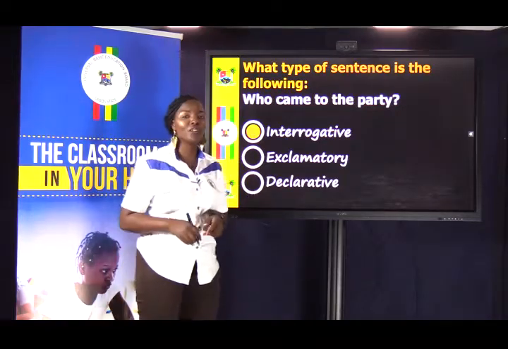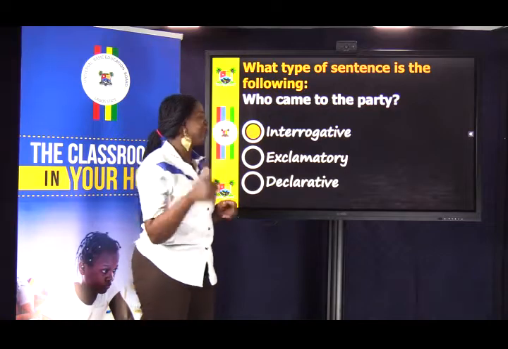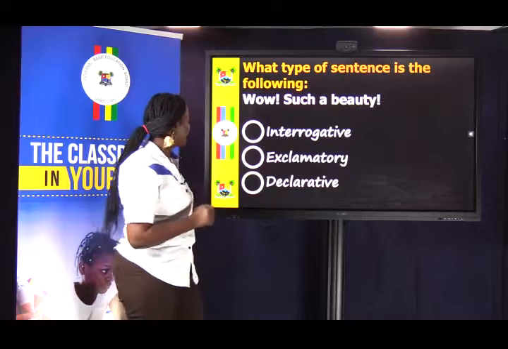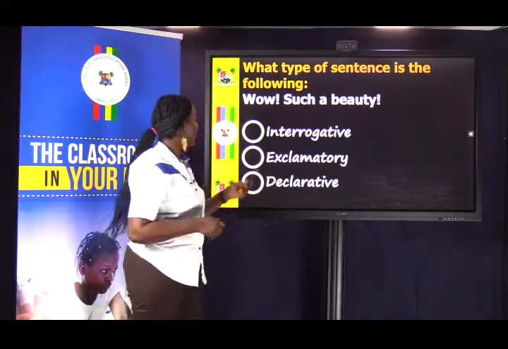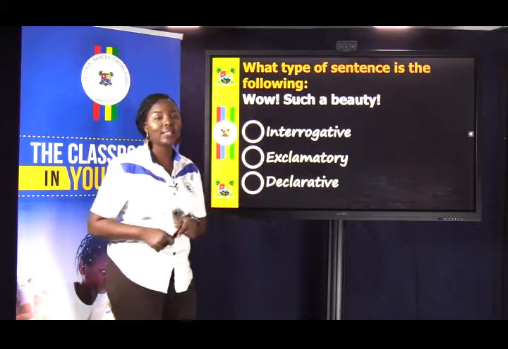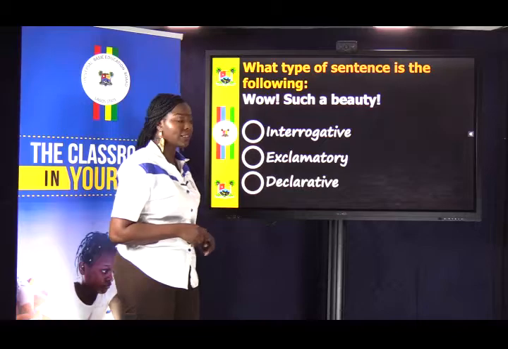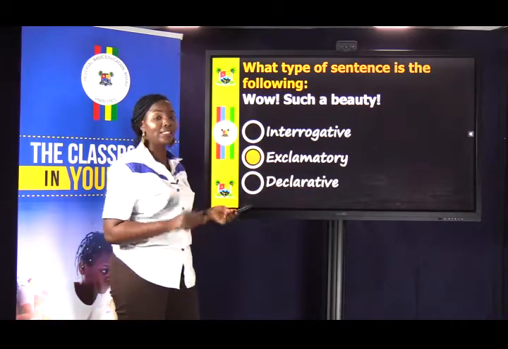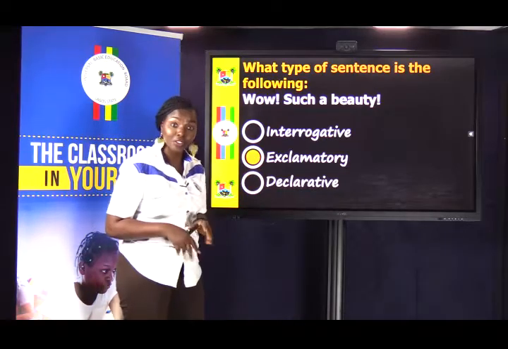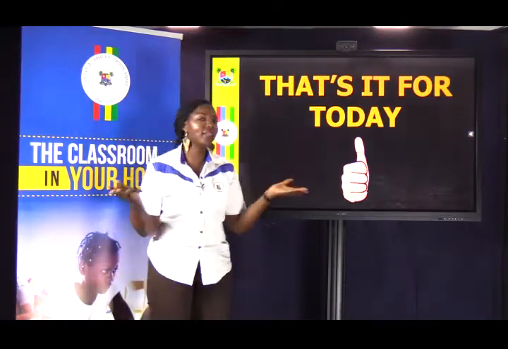And I am so proud of you because you are the best. You are awesome. Now to another example. Wow, such a beauty! A, interrogative sentence. B, exclamatory sentence. C, declarative sentence. What type of sentence is that? I said you look at the punctuation mark, and that is an exclamatory sentence. If you see this punctuation mark, you know it is used for exclamation, something surprising to you. That is an exclamatory sentence.